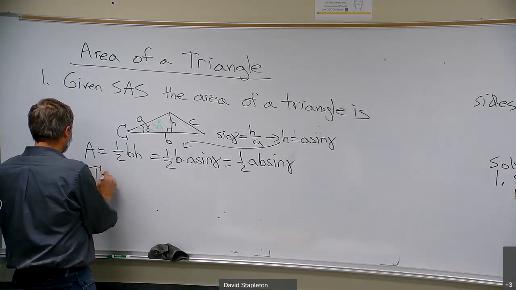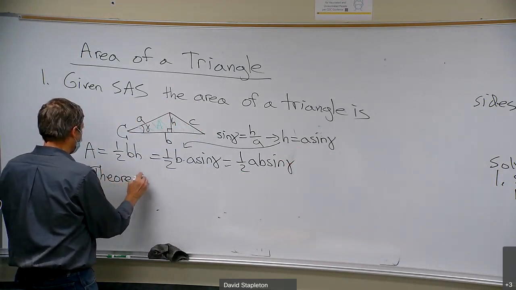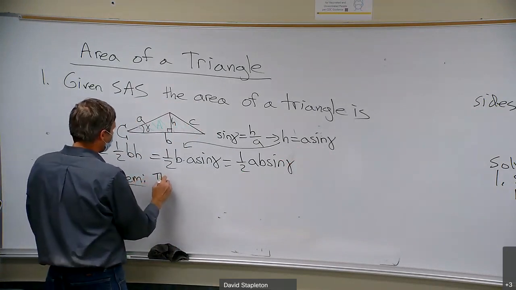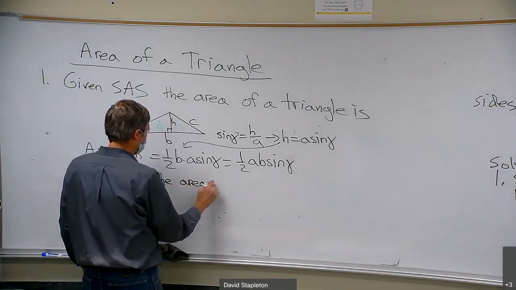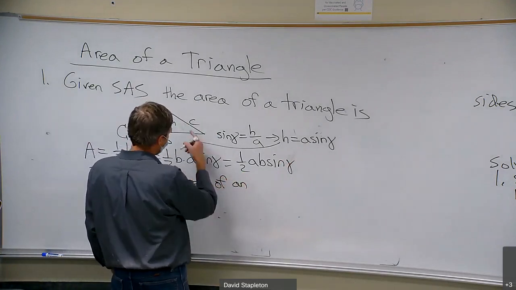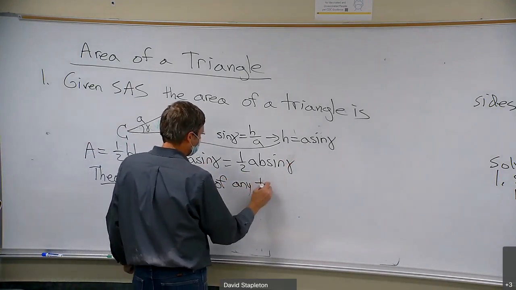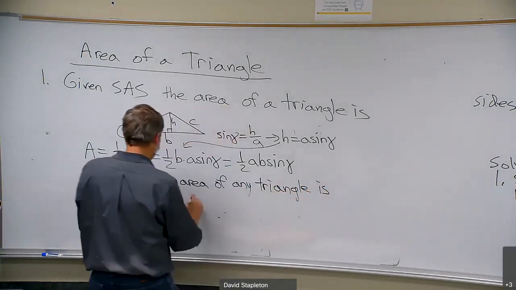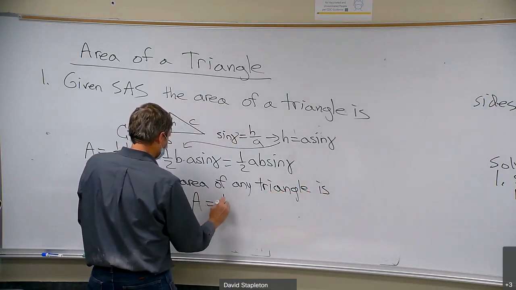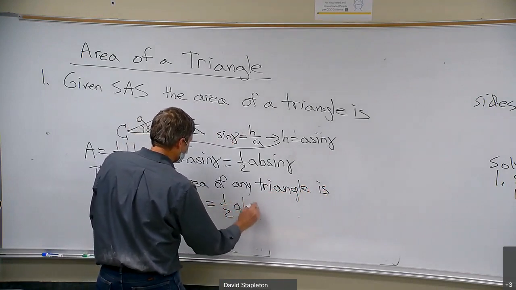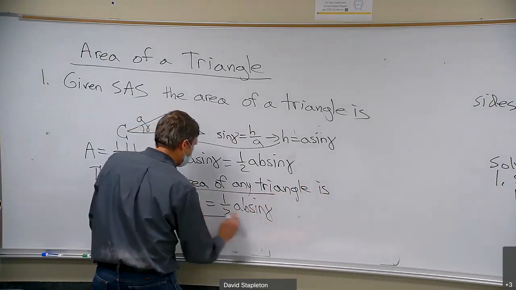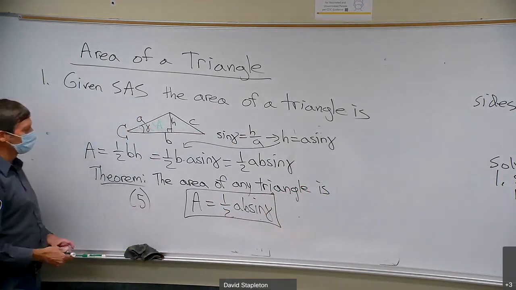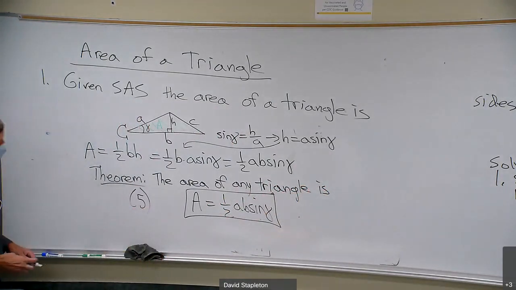So this is a theorem that we just proved. The area of any triangle labeled this way, the usual way, is A equals 1/2 AB sine C, or gamma. There it is. There's equation 5 or something. How about that? Trigonometry solves the area problem.